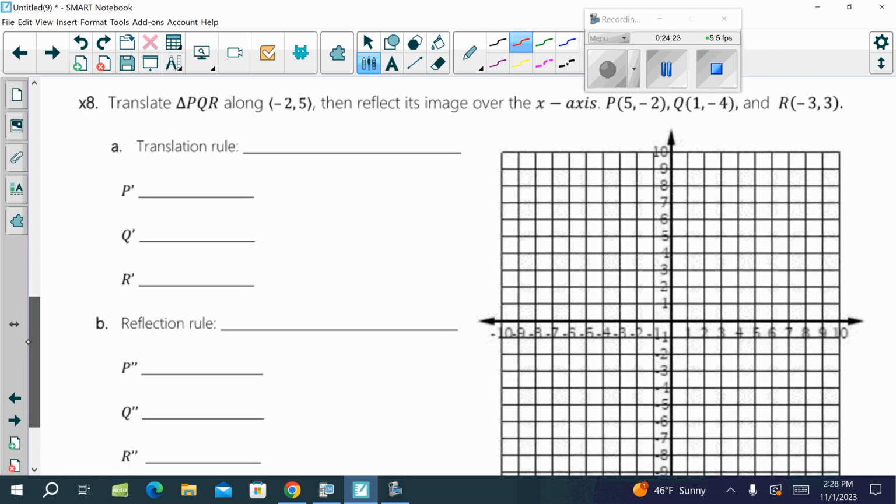So let's do them. Translate triangle PQR along the vector <-2, 5>. Then reflect its image over the x-axis. So first, let's plot the points.